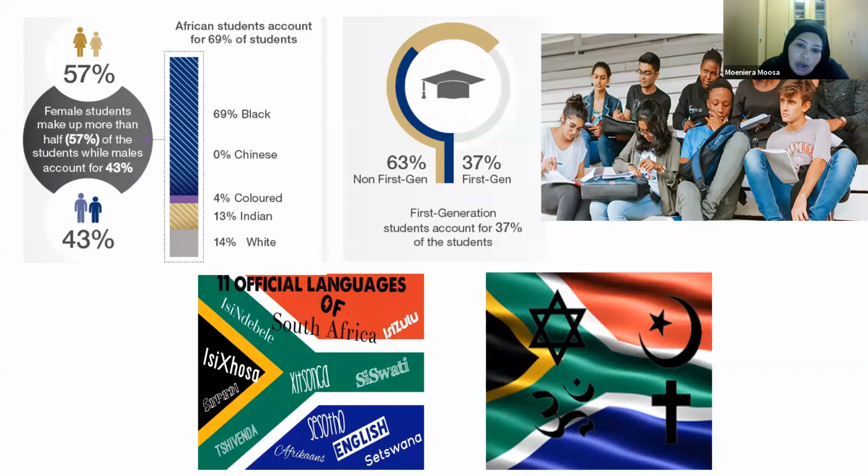With regards to our students' families' academic backgrounds, about 2/3 of our students are not first-generation university goers, and about 1/3 of our student body are first-generation university goers. Right, so South Africa also has 11 official languages, and at Wits we have students that are conversant in all of these languages.